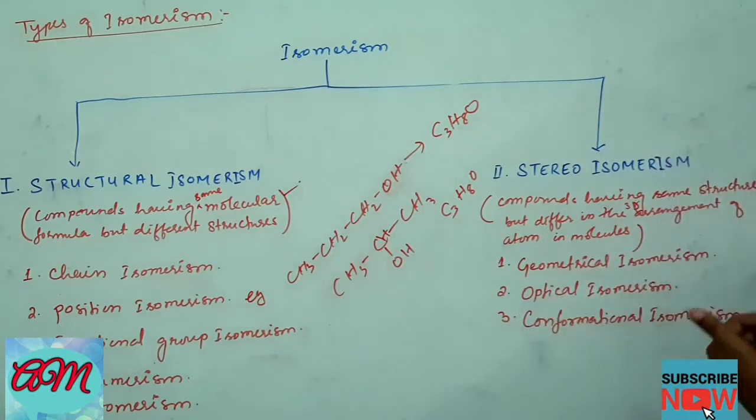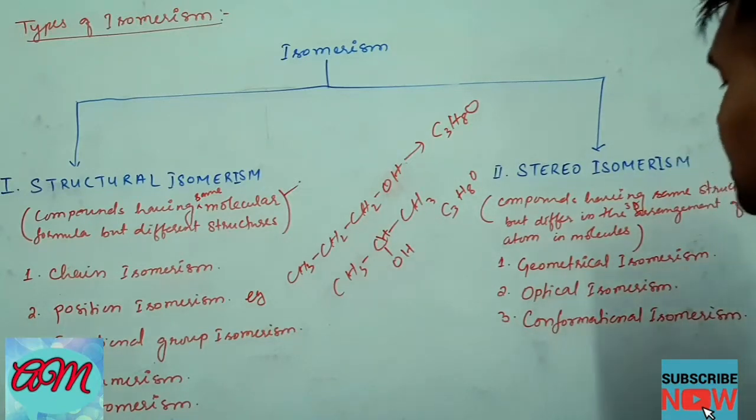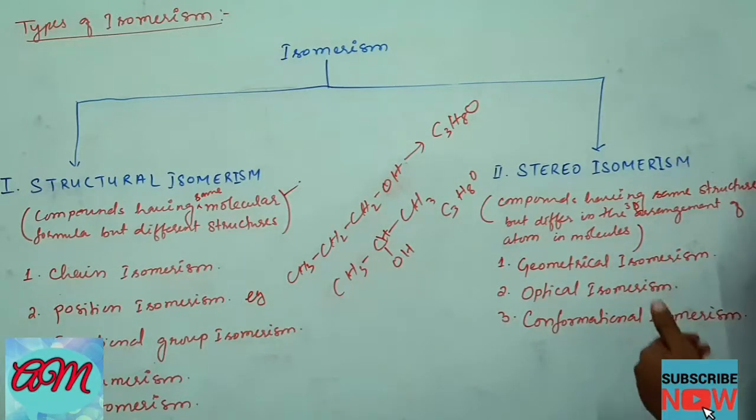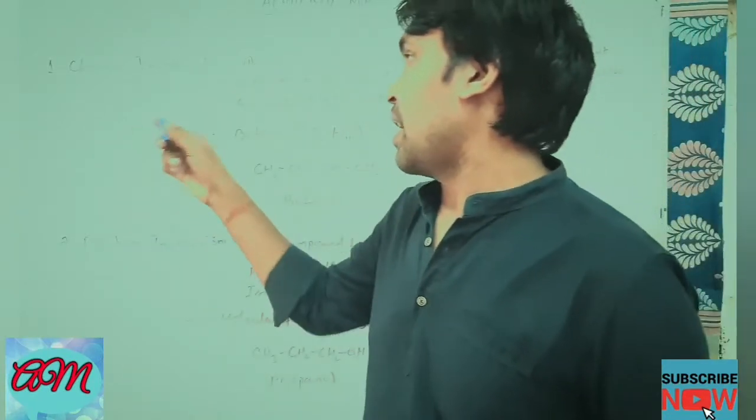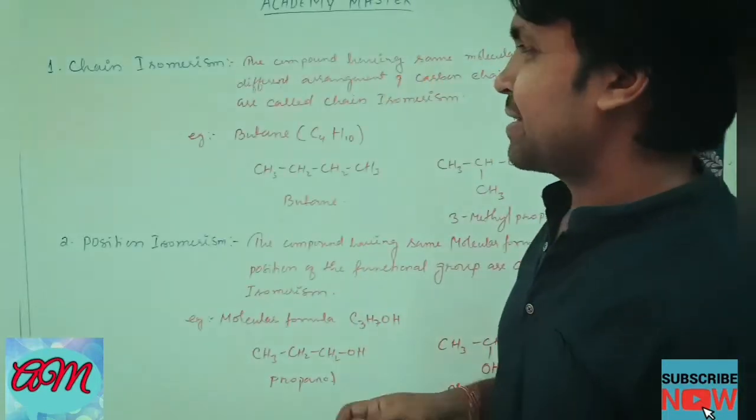Then optical isomerism also, it is a part of the class 12 syllabus. And then conformational isomerism, the types of isomerism. So the first type under structural isomerism is what? Chain isomerism. Okay, so what is chain isomerism?